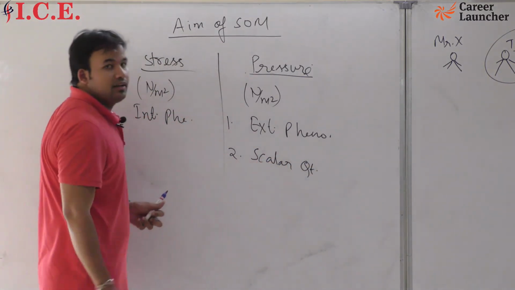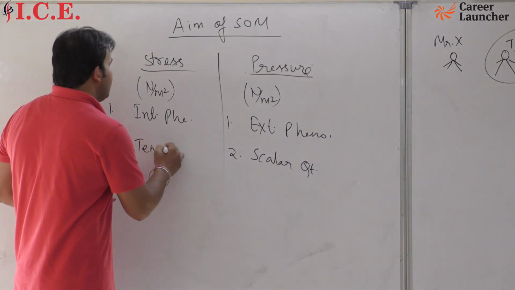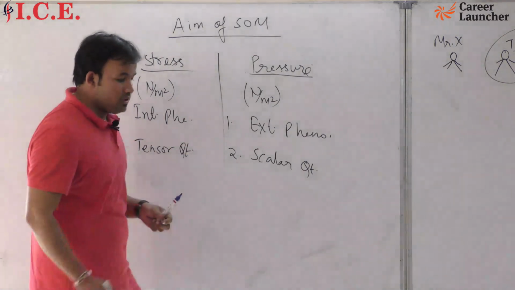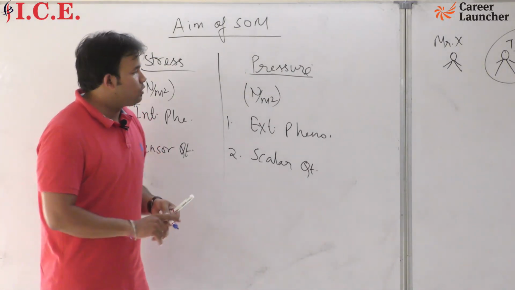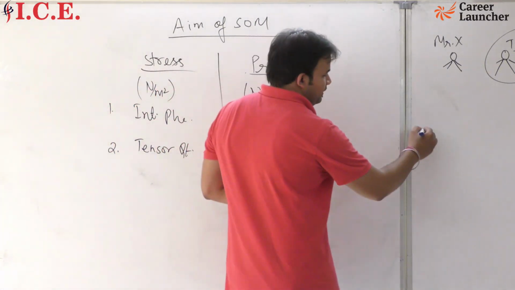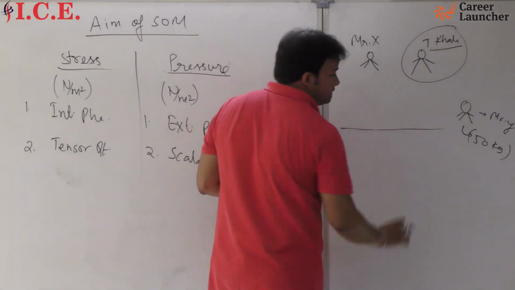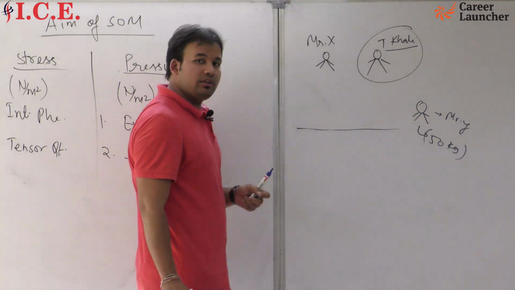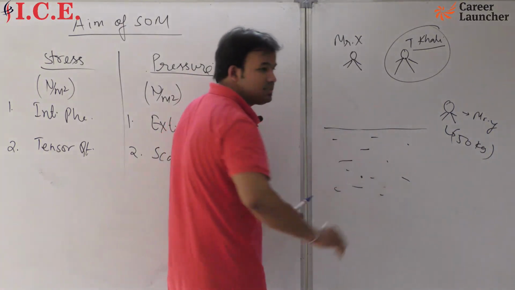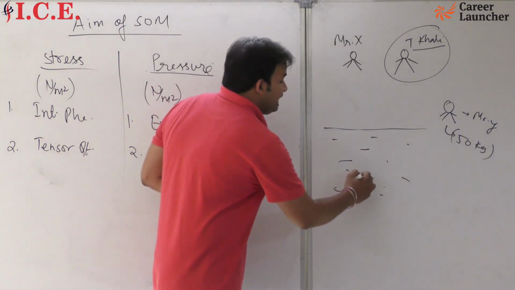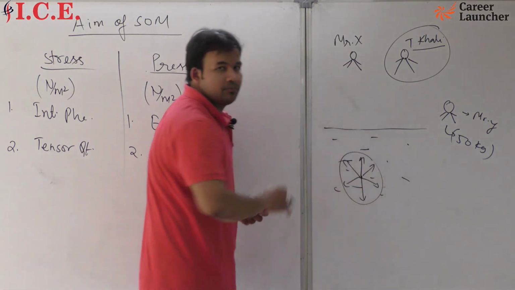Pressure will be your scalar quantity, while stress will be your tensor quantity. So first of all, we should know why pressure is a scalar quantity. For that, I'll tell you that there was a famous scientist named Pascal, and he said that suppose there is a fluid, then at a particular point, the intensity of the pressure in all directions will be the same.